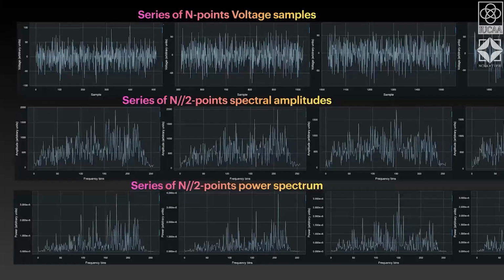Now you can do that in a loop. You take the first 512, that is the top left corner voltage time series. After that, it is the next 512, and so on. This is the third set, and so on. So you can break up your voltage time series into chunks of these 512 samples each, and you take the Fourier transform to get the spectral amplitudes, and then you take the absolute value square, you'll get the power spectrum. So this should be clear.